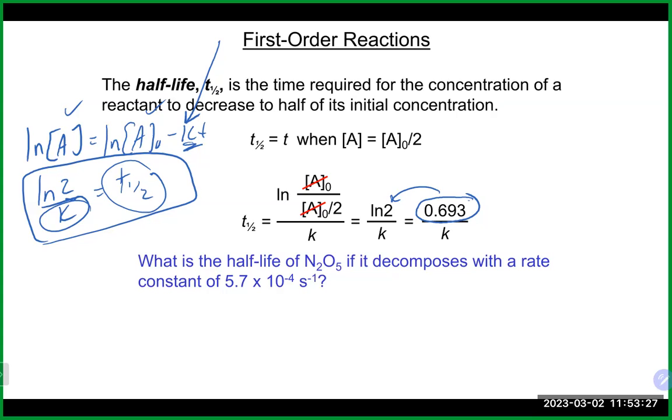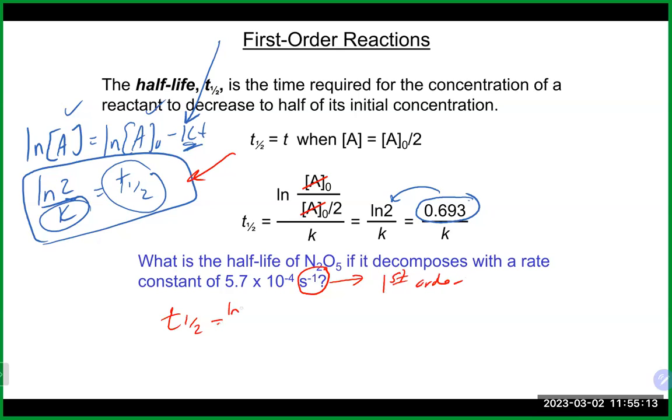So why don't you solve the bottom one there? What is the half-life of N2O5 if it decomposes with a rate constant of 5.7 times 10 to the minus 4? This particular type of problem really doesn't tell you what order reaction. Obviously, we only talked about first order, so that's probably the right choice. But once again, you do want to look at the units here. And again, we see the reciprocal seconds, which tells us that it is first order. And that obviously means we do want to use the correct half-life equation.